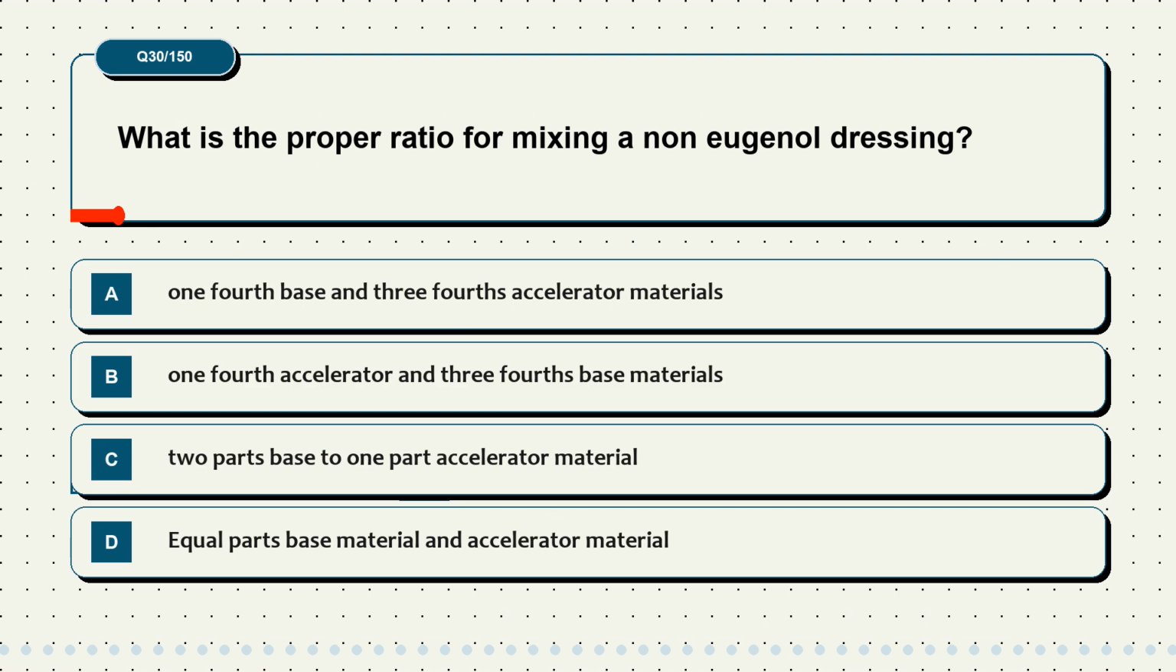Question 30. What is the proper ratio for mixing a non-eugenol dressing? Here are the options. Option A, 1/4 base and 3/4 accelerator materials. Option B, 1/4 accelerator and 3/4 base materials. Option C, 2 parts base to 1 part accelerator material. Option D, equal parts base material and accelerator material.